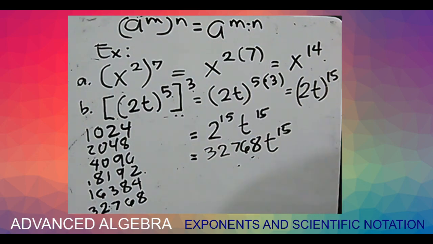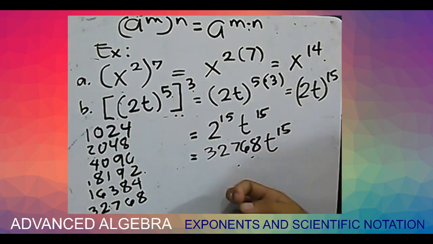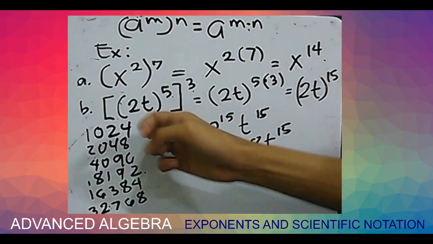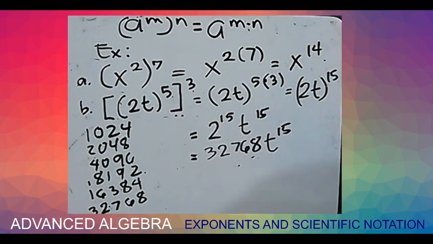So 32,768 t to the 15 power. Ito ang sagot sa letter. Ito ang simplified ng ating expression. So next tayo.